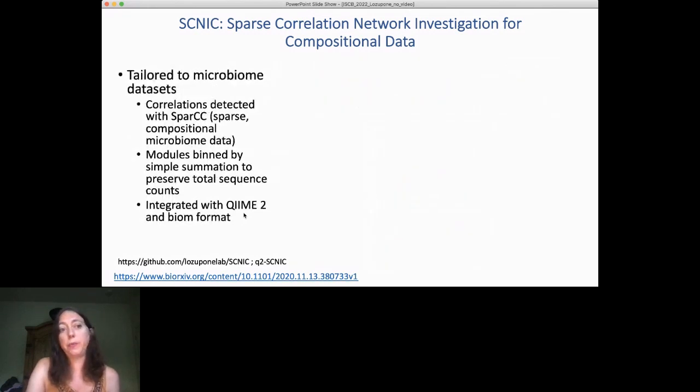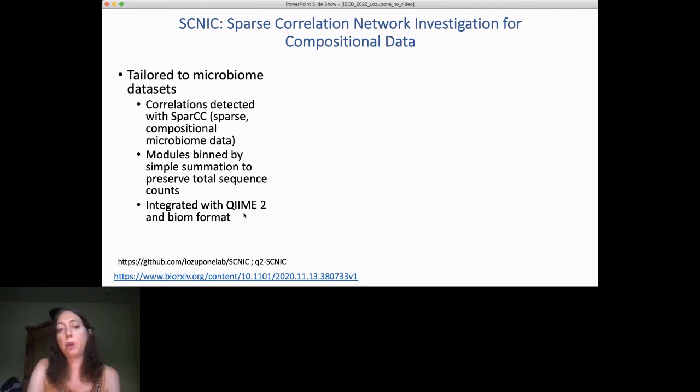SCNIC is tailored to microbiome data sets. So there's other tools in the literature that have been developed, for instance, for gene expression analysis. But SCNIC has a lot of microbiome specific considerations. So for one, when you're detecting correlations between all your pairs of features, the default method is SparCC, which is a method that's developed for finding pairwise correlations in microbiome data that accounts for sparsity. We have a lot of zeros, and compositionality. Everything sums to 1, and so you have relative and not absolute abundances.